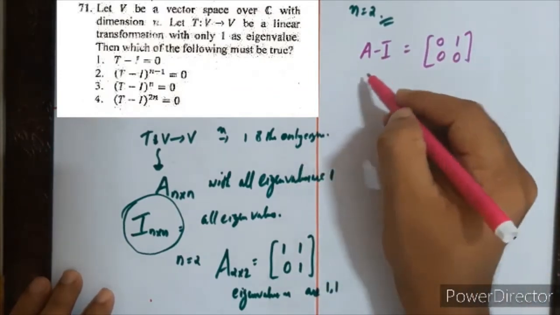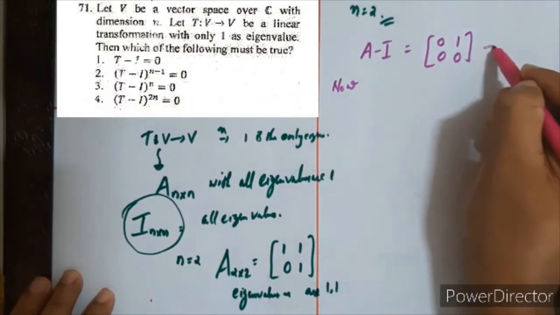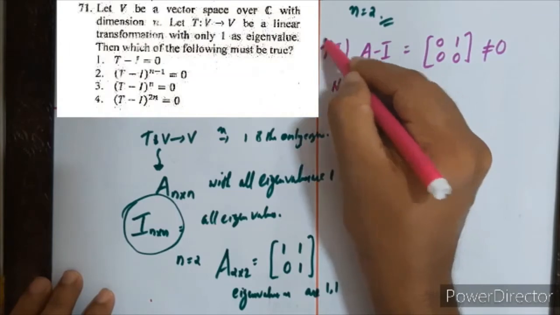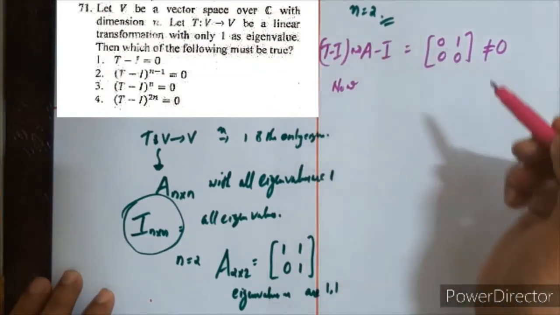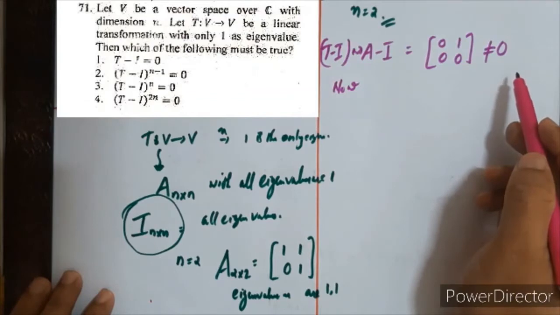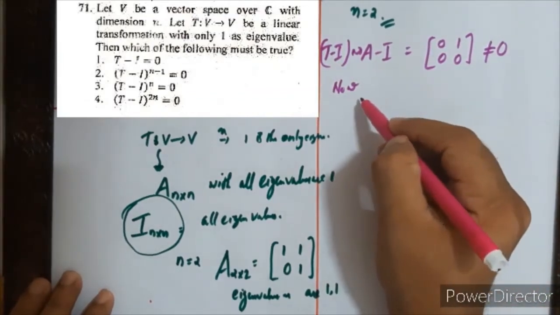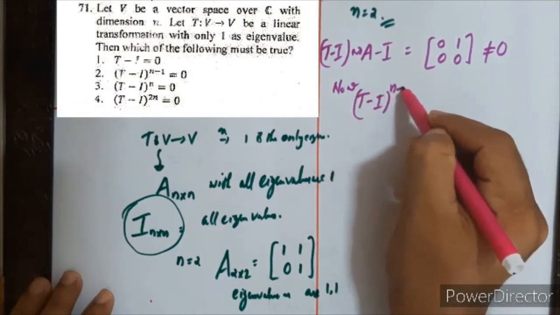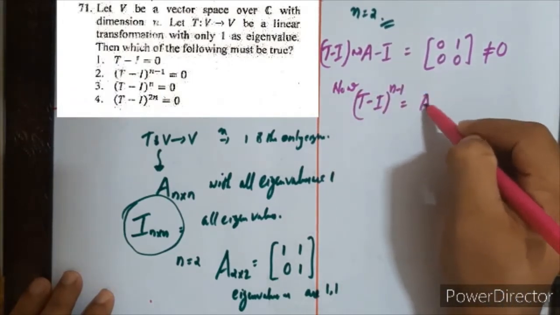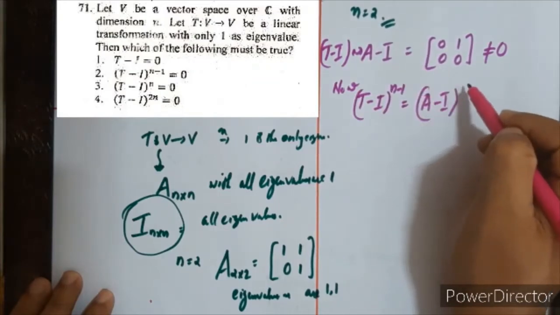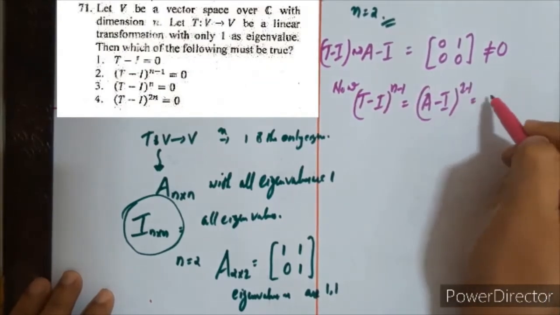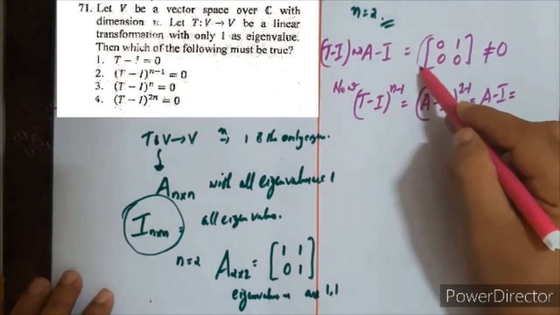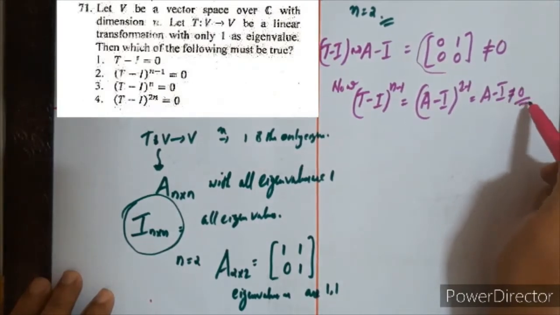So now this is not equal to 0, right? A minus I, or T minus I, is not equal to 0. Now I am taking the second option, T minus I all raised to n minus 1, which is equal to A minus I all raised to n minus 1. N is 2, so 2 minus 1, that is A minus I itself. But here A minus I is not equal to 0.